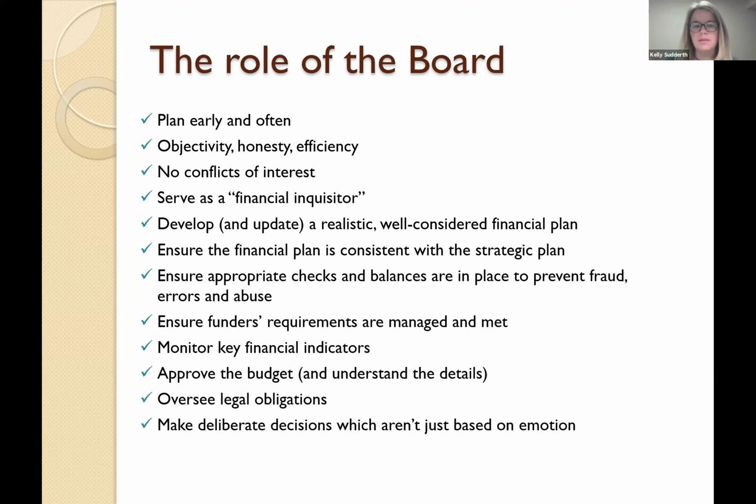And what are we on now? Seventh bullet point. It's your role as a board member to ensure that appropriate checks and balances are in place to prevent fraud, errors, and abuse. In the accounting world, we call these internal controls, so you may hear your accountant or bookkeeper refer to them that way. And what are they? They're just policies and procedures that make sure that no one has the opportunity to steal resources, misplace resources, or lose resources without getting caught, right?